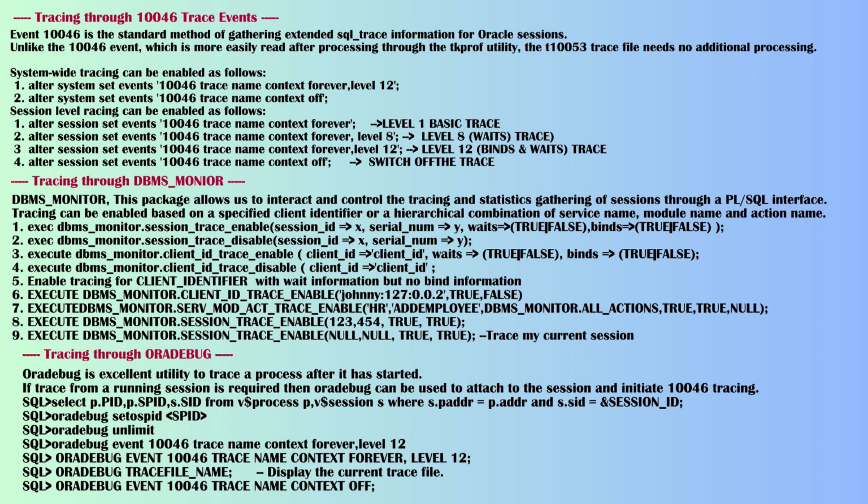5. Enable tracing for a client identifier with wait information but no bind information. Execute DBMS_monitor.client_id_trace_enable('Johnny', true, false).